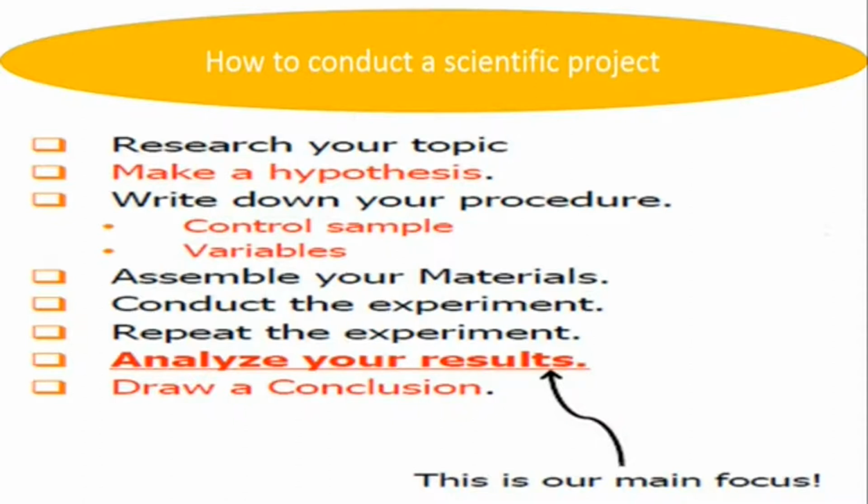Descriptive statistics are used in the conducting of a scientific project. You need to research your topic, make a hypothesis, write down your procedure, control sample variables, assemble your materials, conduct the experiment, repeat your experiment, and finally you need to analyze your data and draw your conclusion.